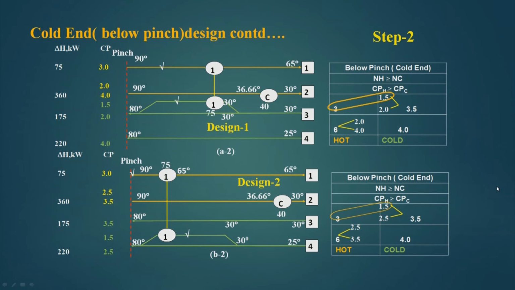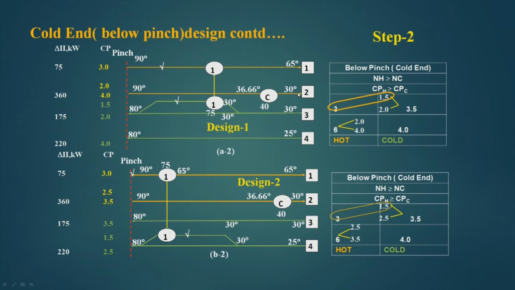Now, we go to step 2. In step 2, this part is satisfied, this part is not satisfied, this is not satisfied. So, one complete hot stream has been satisfied. So, there is another hot stream here.